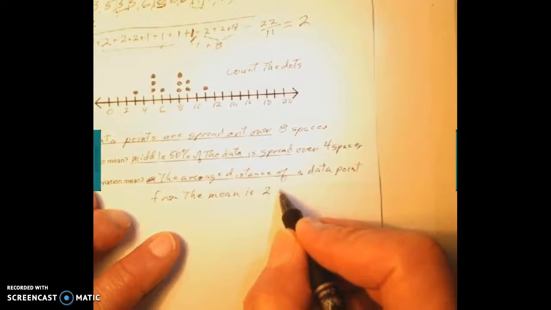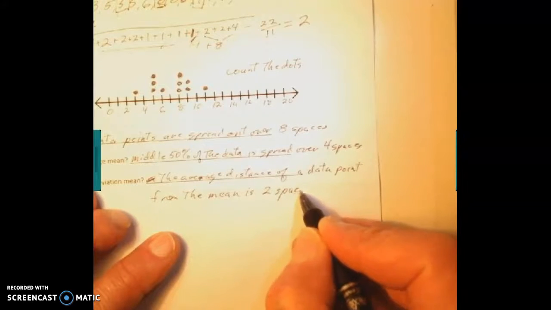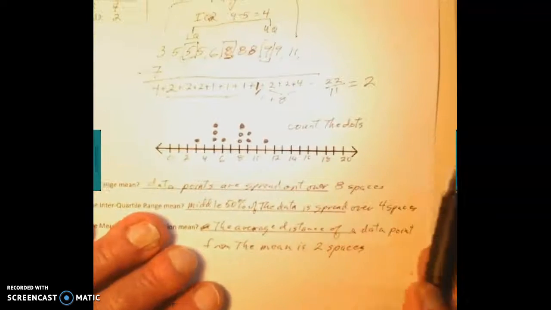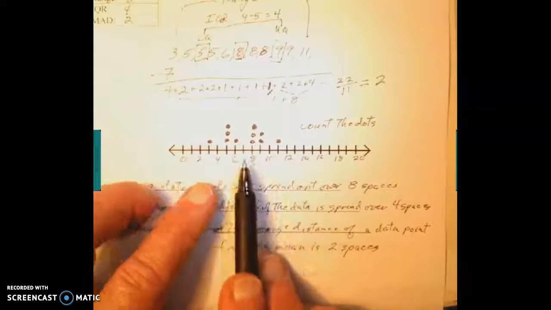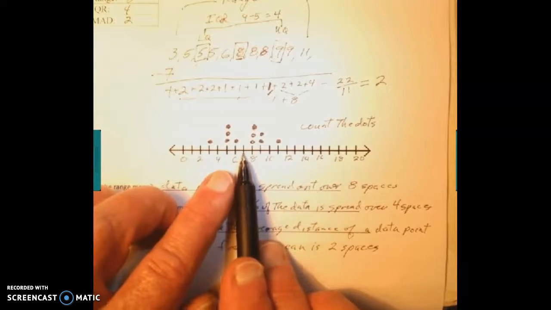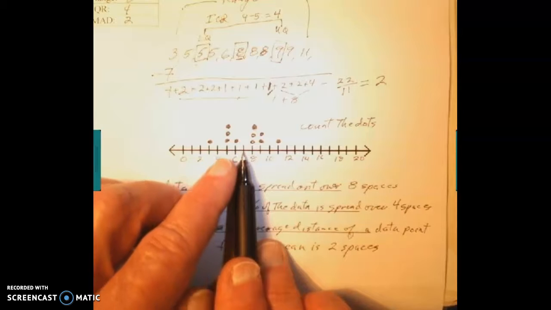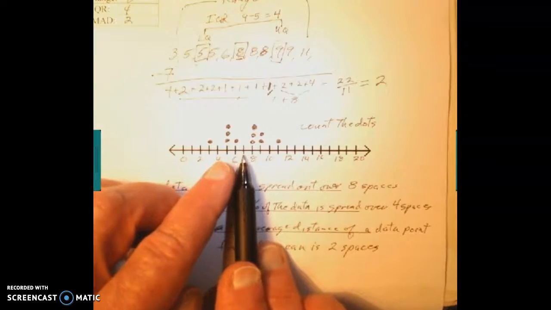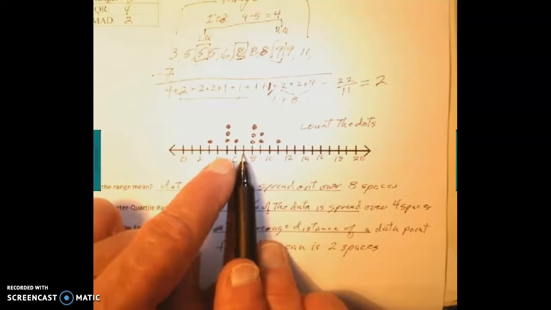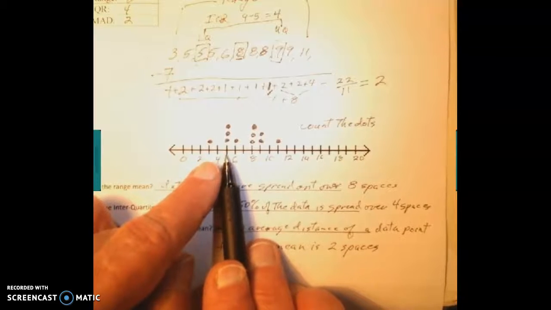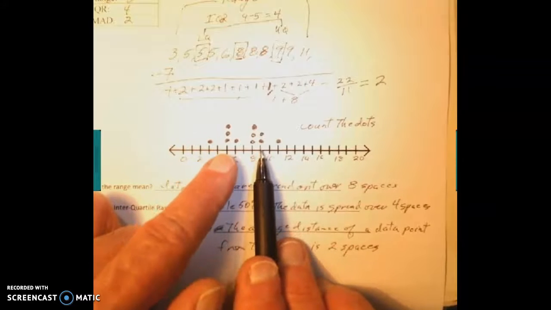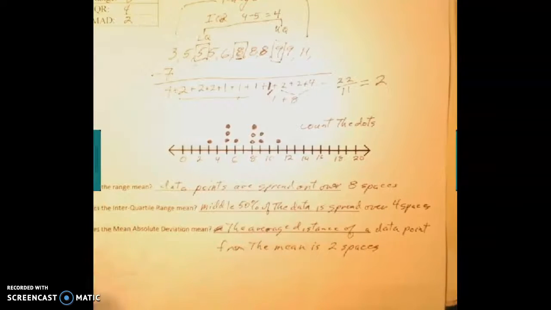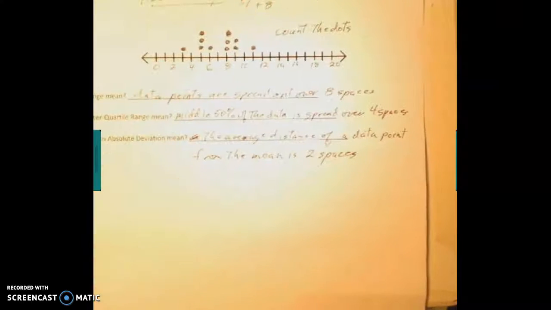is 2 spaces, which means on this dot plot, our mean was at 7. If we put all of these data points the same distance from that mean, they would fall in 2 to this side, which would put them at 5, or 2 to this side, which would put them at 9. And that looks like the average distance if you line those all up. So that is question 13.